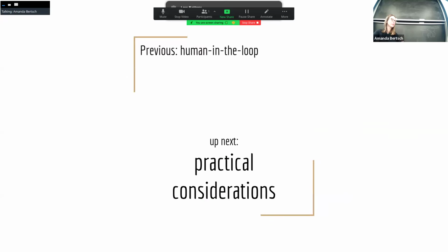So the last couple of things we'll talk about here are practical considerations, speed, choosing decoding methods, but I can take any questions before that too.